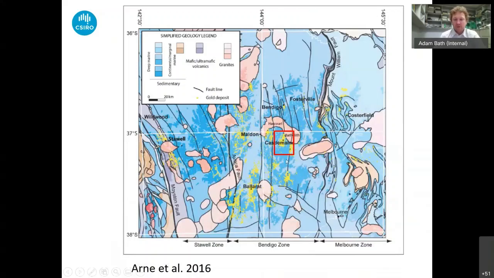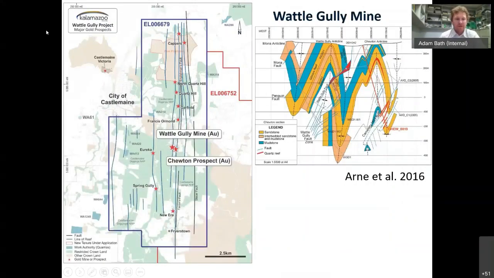So this is the area, central Victorian Goldfields. It's in the Bendigo domain around Castlemaine, and here's the city of Castlemaine, just to the southeast, Wattle Gully, and there's also Chewton, and it's a chevron folded turbidite sequence. So the blue there being more mudstones, and the yellows being more sandstones.